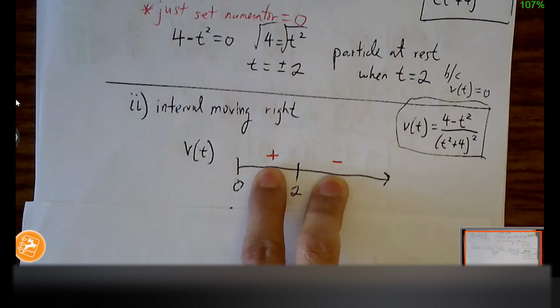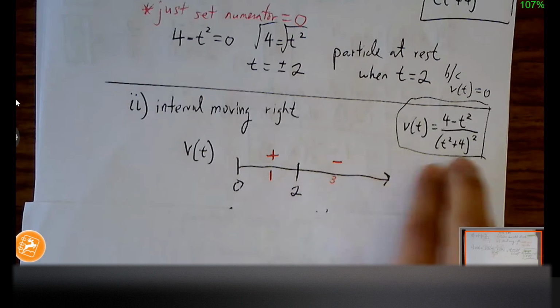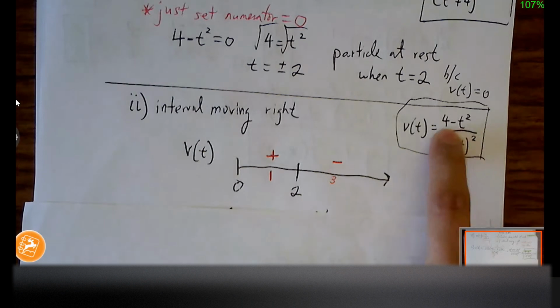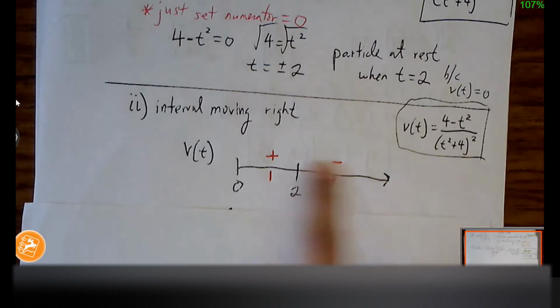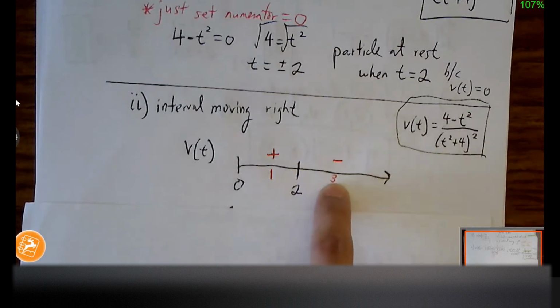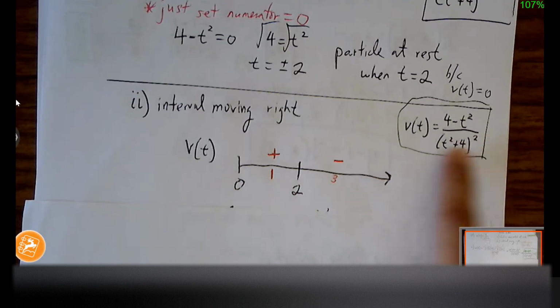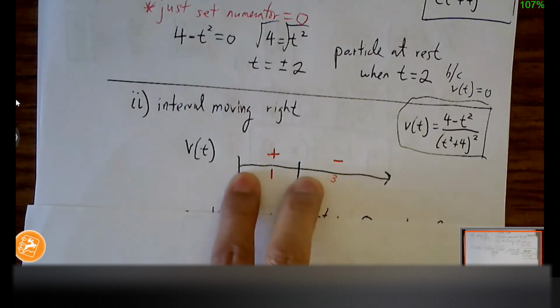And then the next step is we want to populate on either side of our two intervals. So I'll choose two numbers. I'll choose 1 to the left of 2 and 3 to the right of 2. Evaluate the velocity at 1 and 3. So let's do 1 first. If I put 1 in for t, I get 4 minus 1, which is 3, over anything squared is positive, so positive over positive is positive. Evaluate 3: 4 minus 3 squared, that's 4 minus 9, which is negative. Negative over positive is negative. So there's only one interval of positive, so my answer is going to be from 0 to 2.